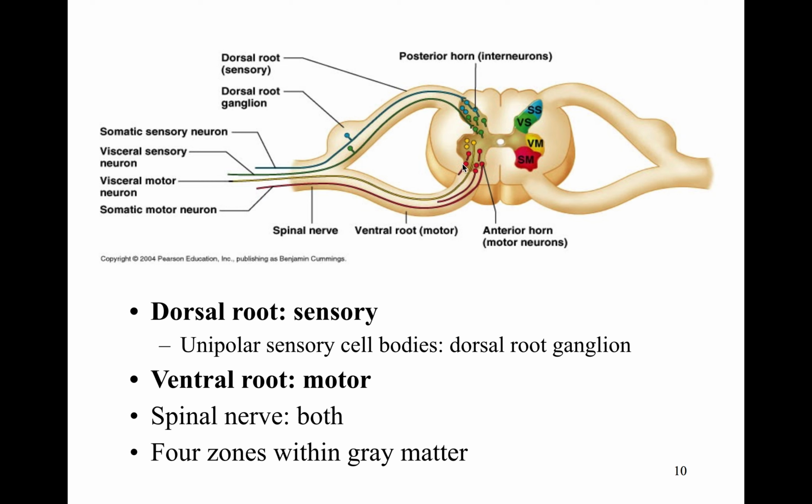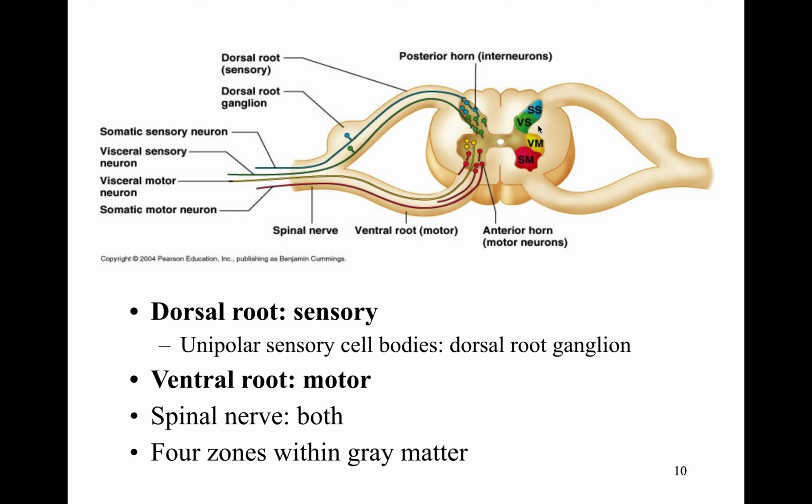So in addition to talking about the different horns within our gray matter, we can also talk about different zones. You can see here that we actually have 4 different zones within our gray matter. The dorsal horn of gray matter is going to contain interneurons. Those interneurons are going to be receiving sensory information either from our somatic nervous system or from skeletal muscle. So SS is going to be somatic sensory neurons. This is going to be receiving sensory information from our muscles, for example.